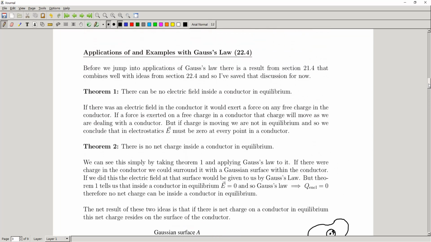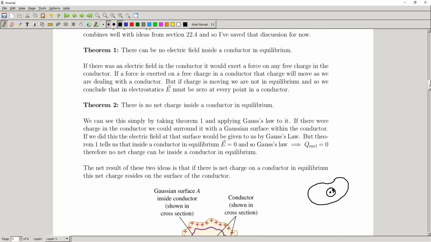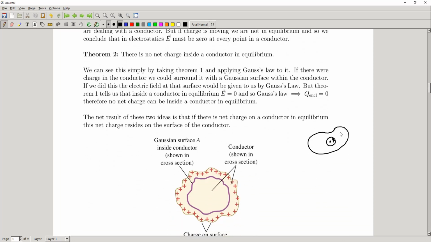But we already said in Theorem 1 there can be no electric field inside a conductor in equilibrium. So no matter where I put this charge, I can always draw a Gaussian surface around it, which would mean that I have some electric field. So it must mean that there can be no free net charge inside our conductor, because that would lead to an electric field, and that would violate Theorem 1.